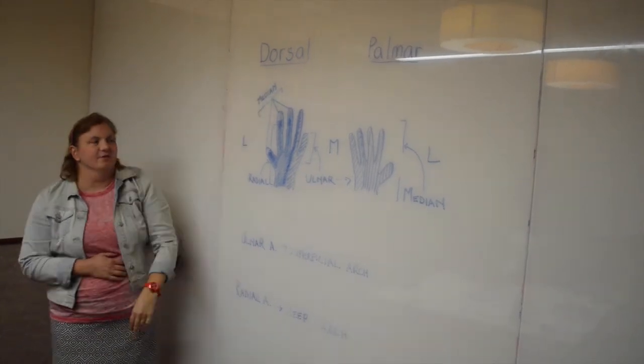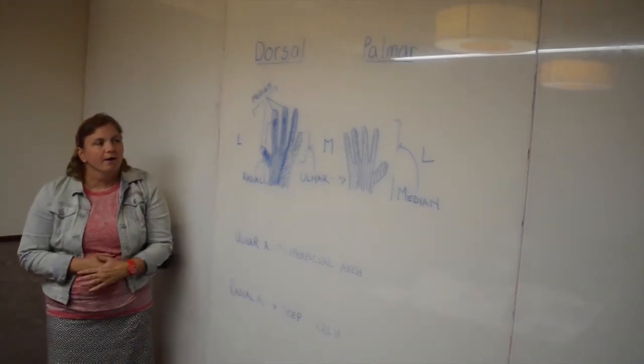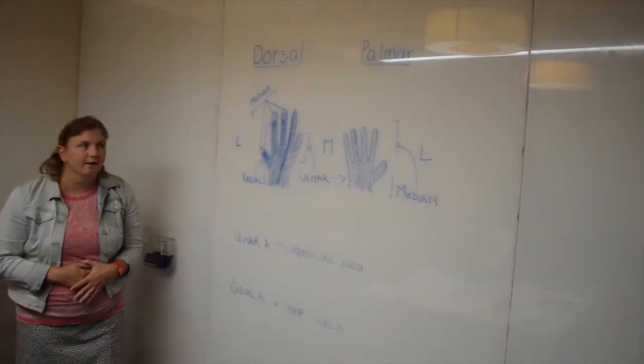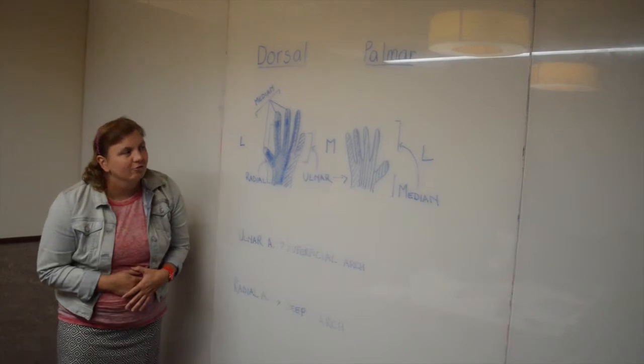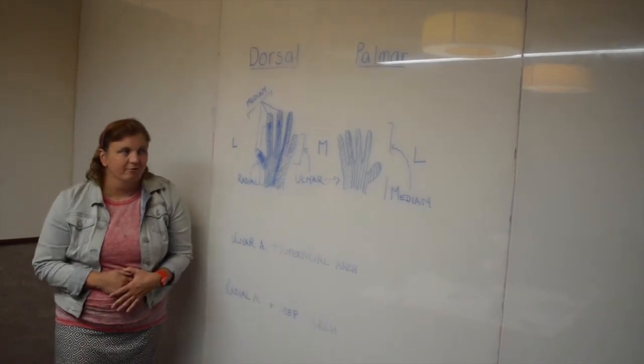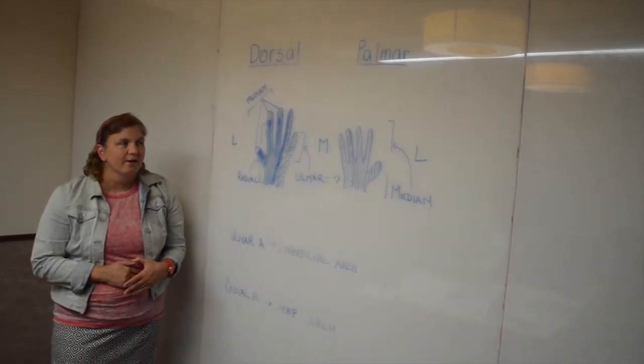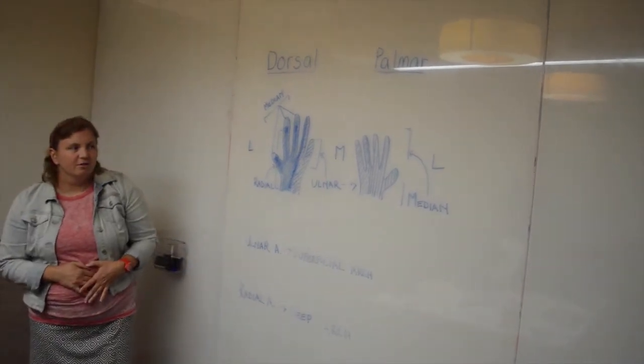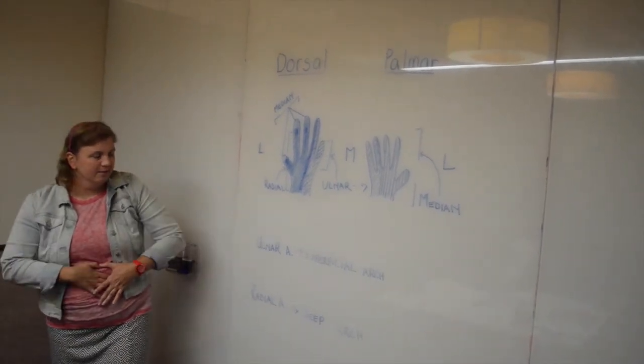of the digits. On the palmar side, we see that the ulnar nerve supplies the medial 2/3 of the digits, and the median nerve supplies the lateral 2/3 of the palmar hand.